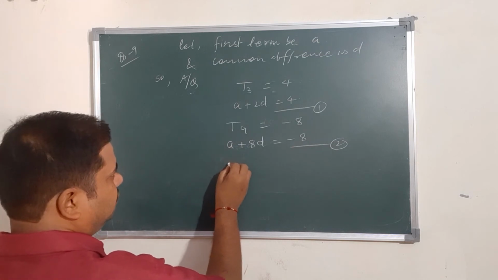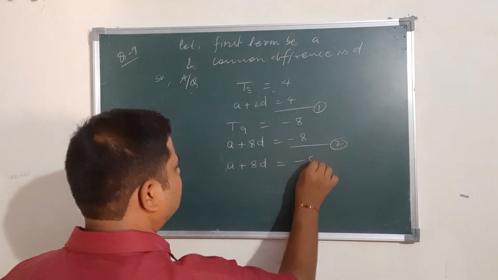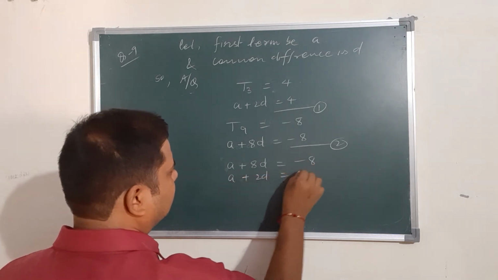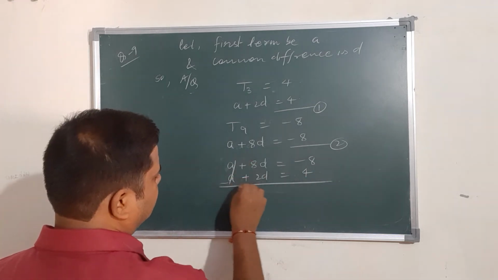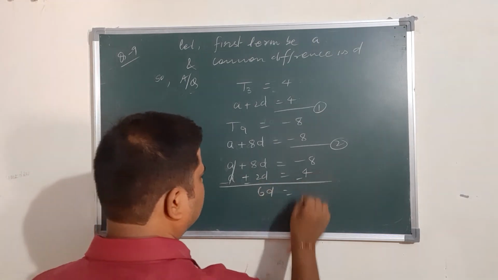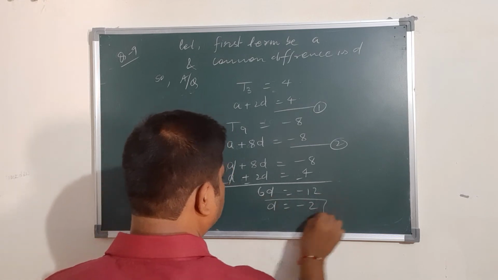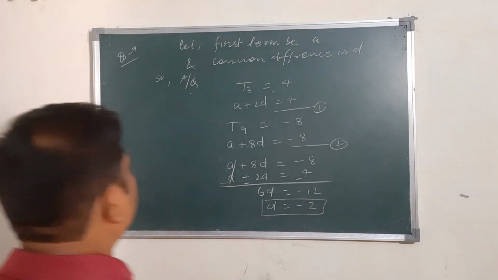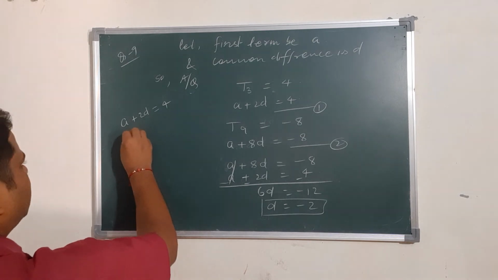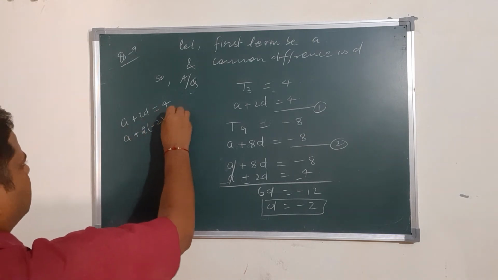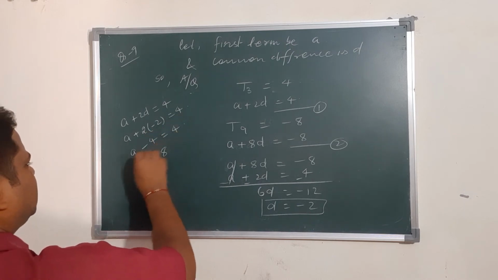On solving 1 and 2, we get A plus 8D minus 8, minus A plus 2D, which is 4. A cancelled out. This is 6D equals minus 12. So D will be minus 2. Putting the value of D in any one of the equations, A plus 2D is equal to 4. So A plus 2 into minus 2 is equal to 4. A minus 4 is equal to 4. So A is equal to 8.